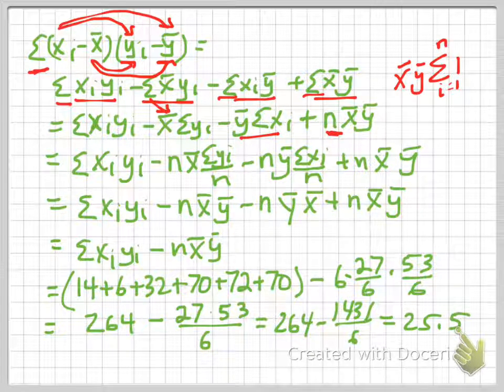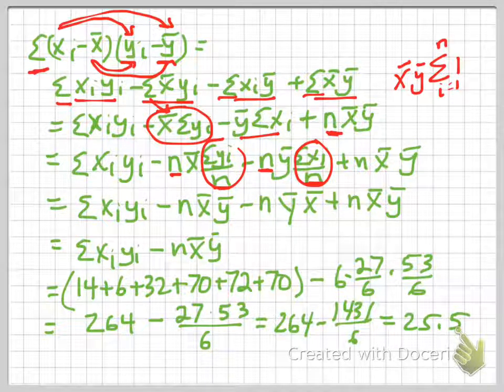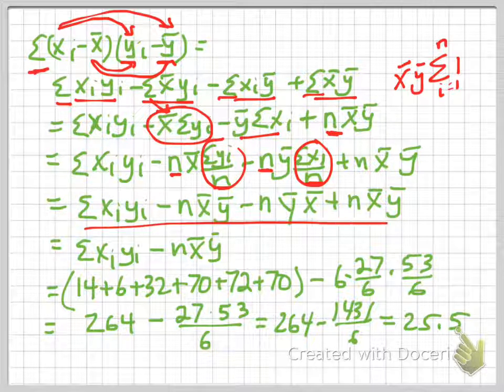A little trick is to take these terms and multiply by n and divide by n, so it stays exactly the same. We do that to this one too, multiply by n, divide by n. Notice that now we have summation of yi over n and summation of xi over n. That's just y bar and x bar. So now I get this here, and you should follow these steps, make sure you understand them.